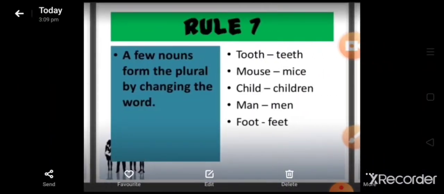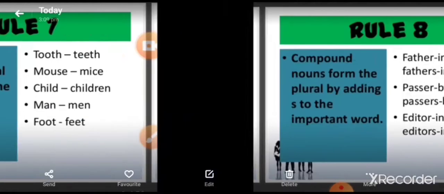Now rule number 7 is, a few nouns form the plural by changing the word. Here you can see some slight changes can make a plural. So tooth becomes teeth, mouse becomes mice, child becomes children, man becomes men, foot becomes feet. So this we have to remember always.